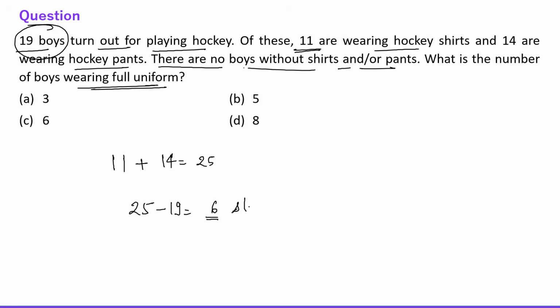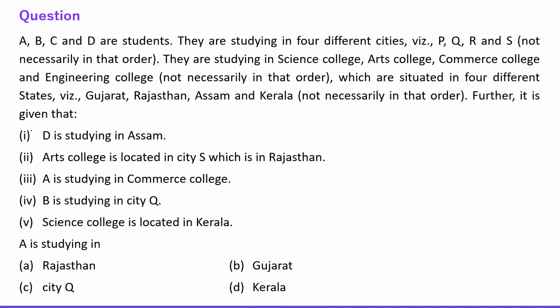6 students are wearing full uniform because they are being counted in shirts also and they are being counted in pants also. So there are 6 students who are wearing full uniform. The correct answer is C option. Alright, now let's move to the other question. Next question is A, B, C, D are students.